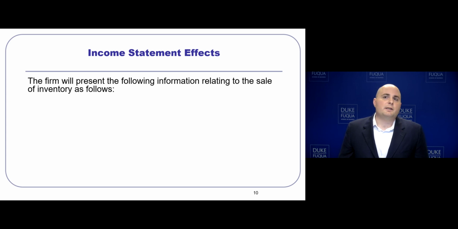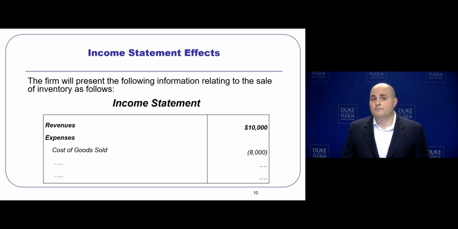The firm will present information relating to the sale of inventory in the income statement as follows. Revenues will be $10,000. That was the sale to the customer. And expenses will be cost of goods sold, $8,000 of inventory that we've given to the customer.